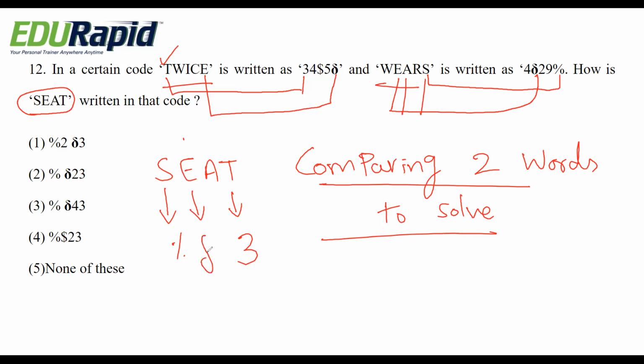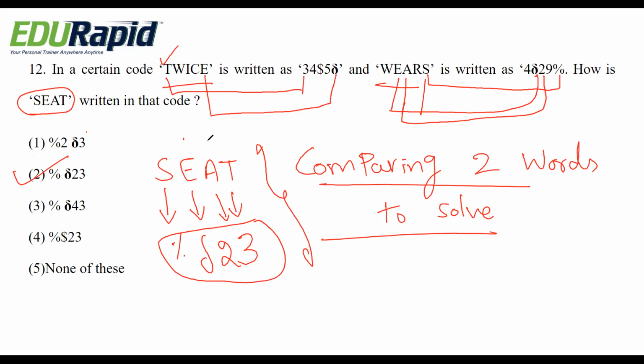So for E it is delta, and for A, the third term is A, and here for the third term it is 2. So it is in this form: percentage delta 2 3, that is option 2. For the sake of understanding, I wrote down this explanation. In the exam you need not write anything, just by seeing the question you have to select the right answer.